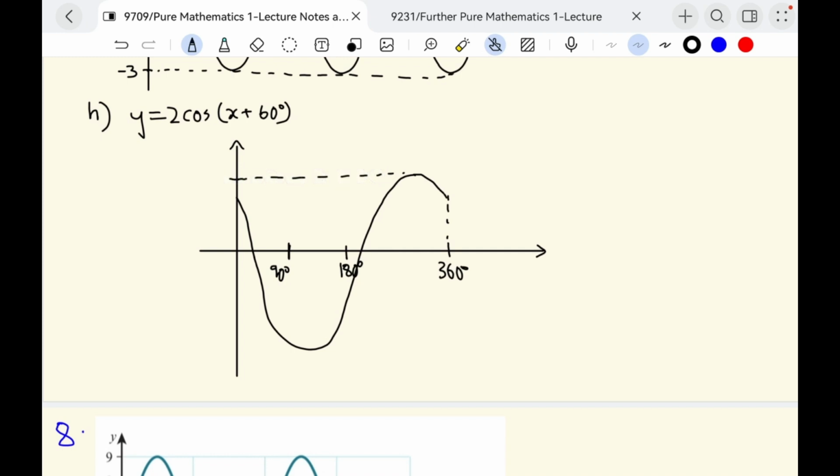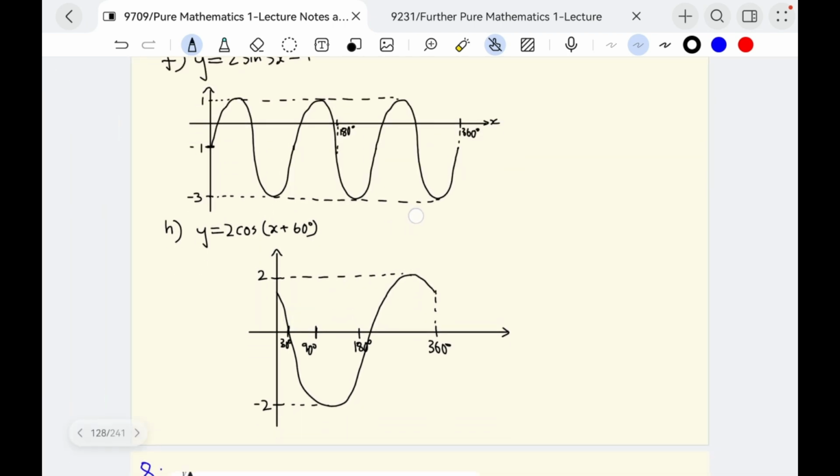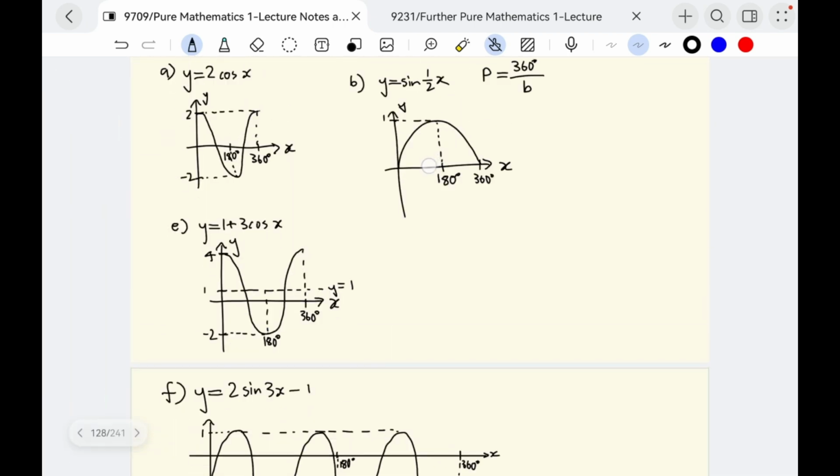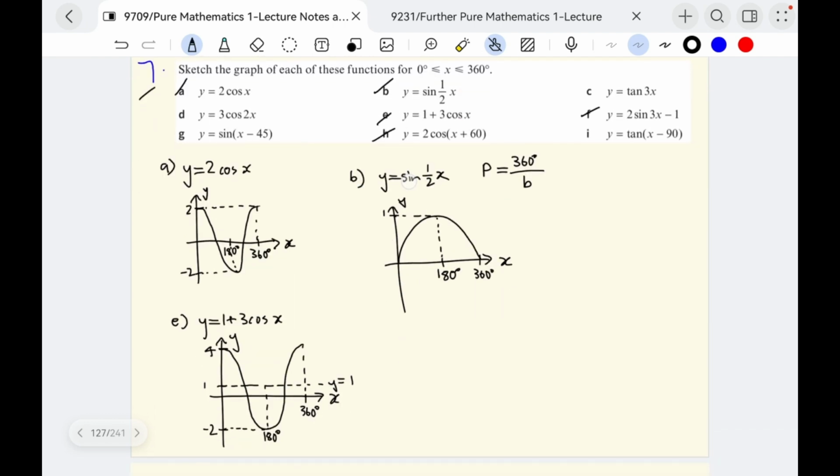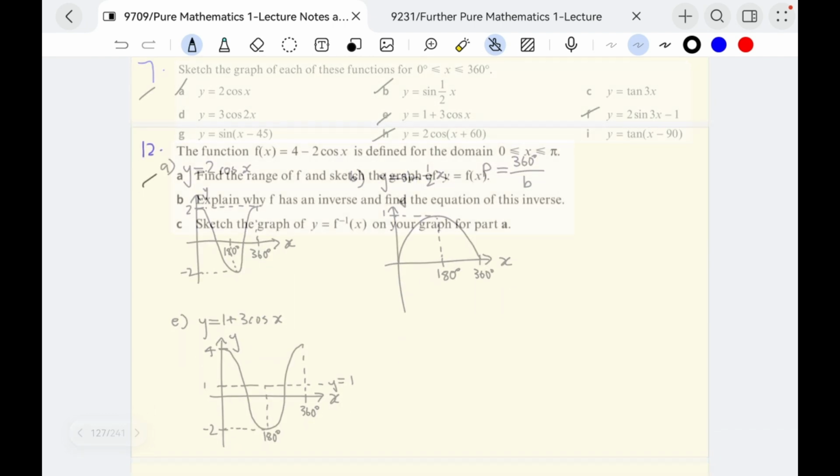So don't forget to label the maximum and minimum values of this graph. This is 2 and this is -2. Where here is 30 degree. Okay? So yeah, that's the end of these questions that we discussed over here. So now let's proceed to the next question.